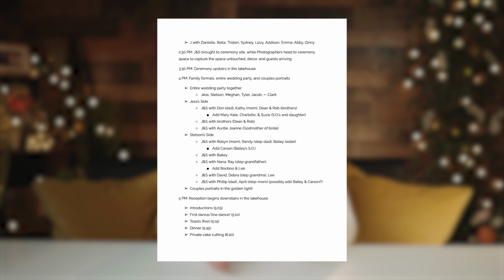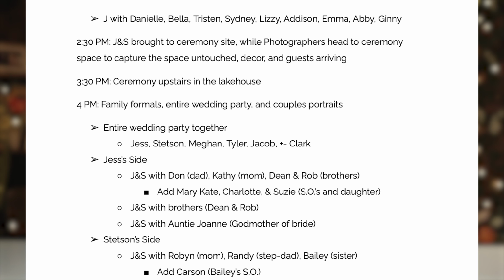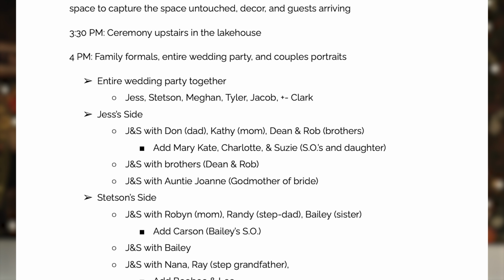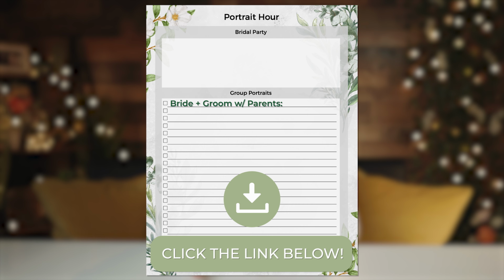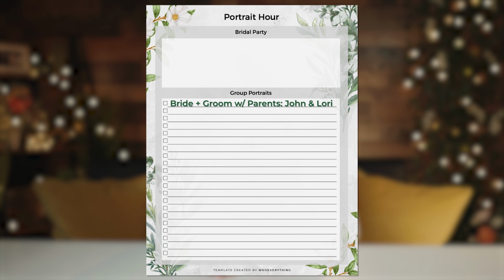Your photographer isn't going to know who the Smith family is, so we just want to make sure that we have a detailed list of any family groupings that we want pictures of written out by each person's name. So here's what that might look like. You might start with the bride and the groom plus the groom's parents, whose names are John and Lori. And then you might have the bride and the groom plus the bride's cousins, Stacy, Megan, and Mariah.